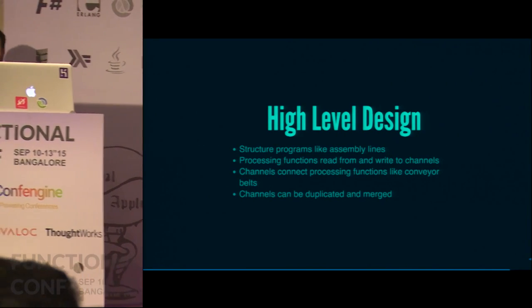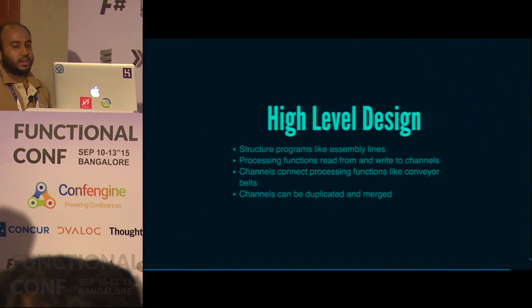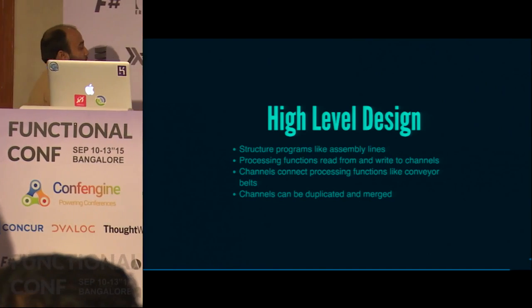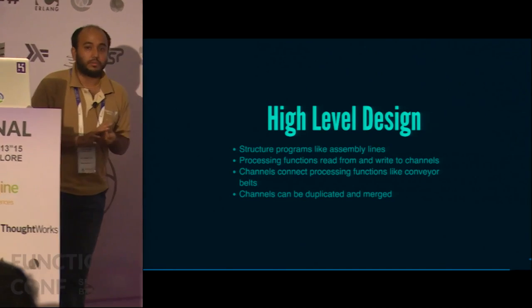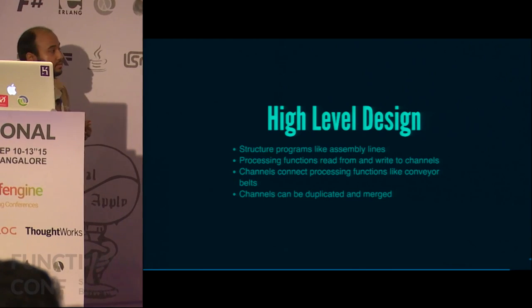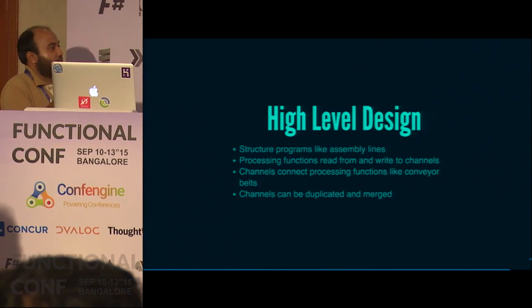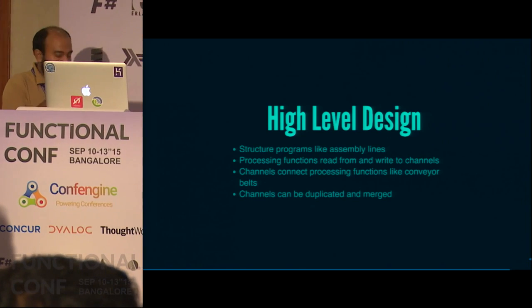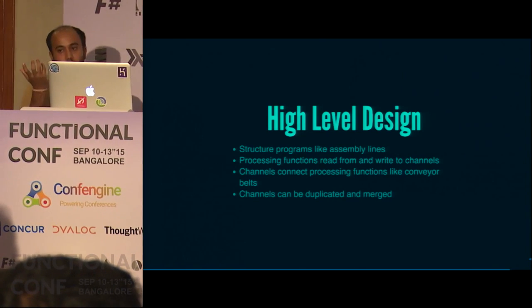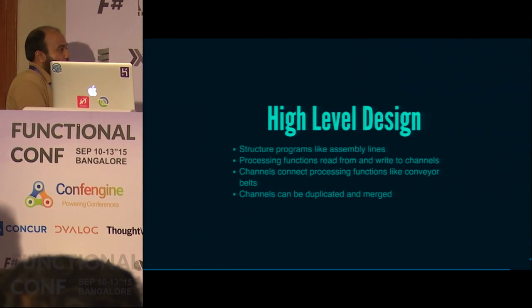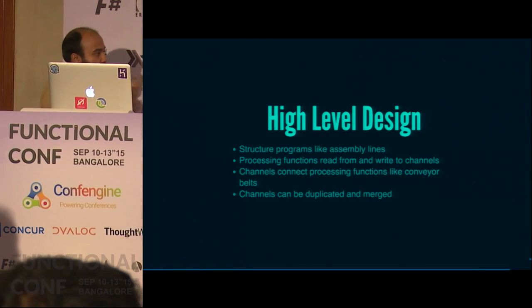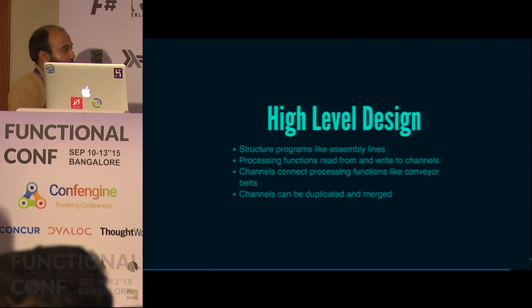Structure your programs like assembly lines, which is a very important, very interesting thing which you can do in functional programming. It is difficult to do otherwise. You structure your programs like assembly lines. There are processing functions reading and writing from channels, just doing their thing like some sort of forever loop, and the processing functions are connected with channels like conveyor belts, right?